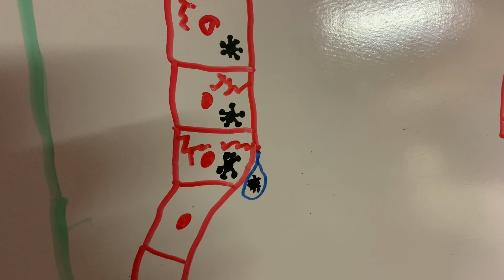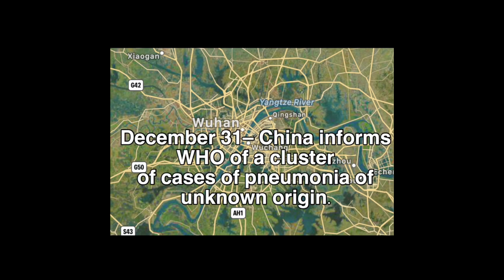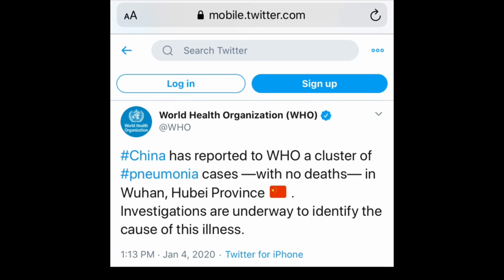On December 31st of 2019, China informed the World Health Organization of a cluster of cases of pneumonia of unknown origin in Wuhan, Hubei province. Several of these individuals had a connection to the same market in Wuhan, and it was unknown at the time whether the illness was transmitted from person to person or whether it was acquired directly through contact with animals or through some other means. A few days later, the World Health Organization made an announcement that China had reported this cluster of pneumonia cases, which at the time included no deaths.